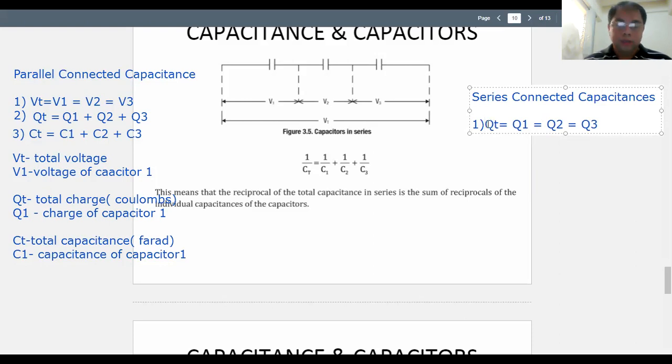Now how did we know that the charge is the one that is the same? Now you'll realize that from the source. So here is our source. Let me encircle it.